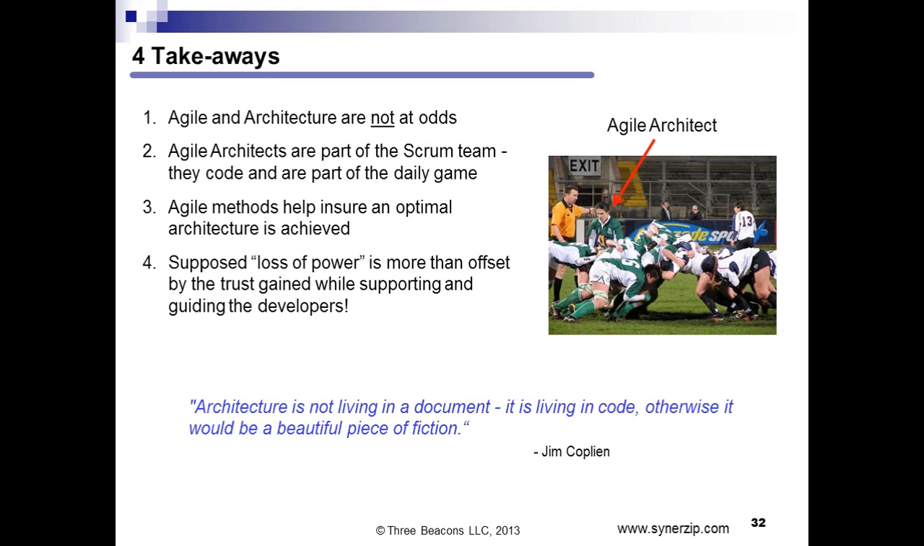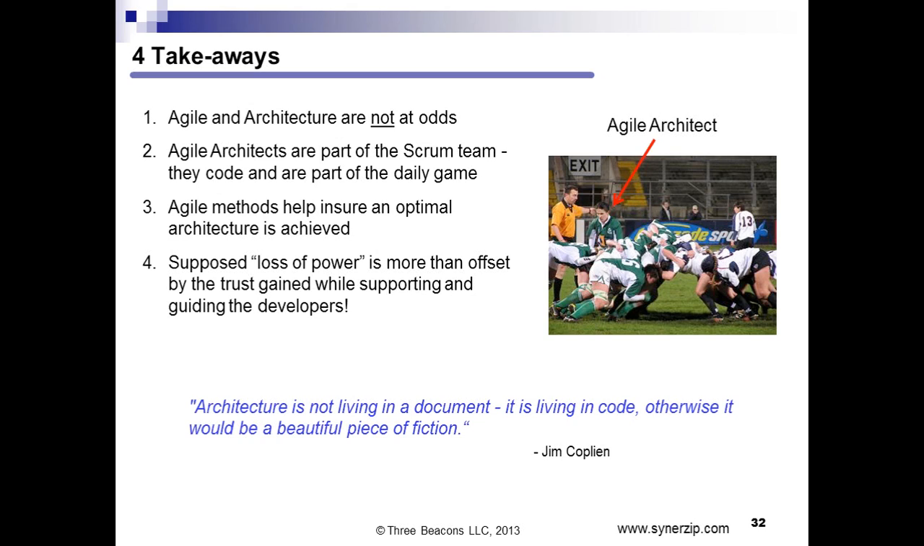Conclusion. Well, Agile and architecture are not at odds. The architects are part of the Scrum team. They code. You'll see the picture there. The Agile Architect is actually an integral member of the green team, and he's frantically searching for the rugby ball because he wants to start lateraling it and getting in a position to score.